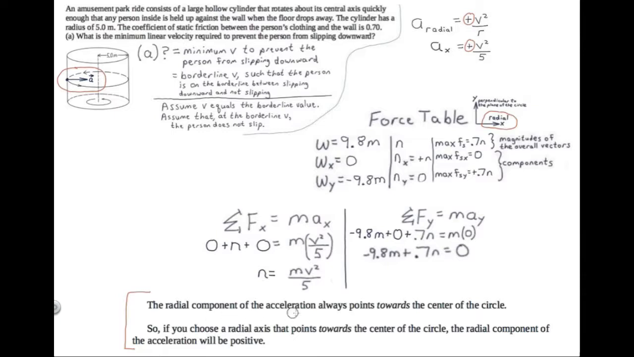The radial component of the acceleration always points towards the center of the circle. We've seen that on this problem, a sub y is 0. So on this problem, the overall acceleration vector also points towards the center of the circle. Since we chose a radial axis that points towards the center of the circle, the radial component of the acceleration will be positive. So this formula gives us this expression for a sub x: v squared over 5, which we can substitute into our Newton's second law x equation.